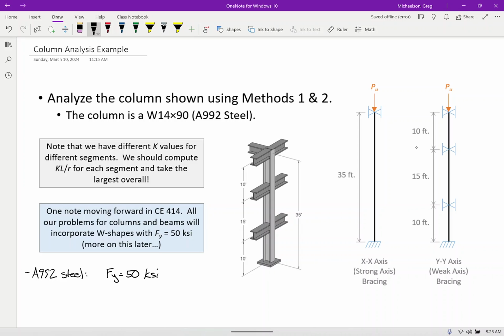For A992 steel, Fy is 50 KSI, and we do need some properties for the W14 by 90, okay? Specifically, we need 3 quantities. We need its gross area, which we'll use near the end, but we also need Rx and Ry. So somebody help me out. What is the gross area for a W14 by 90? 26.5. Okay, what about Rx and Ry? 6.14, 3.7.